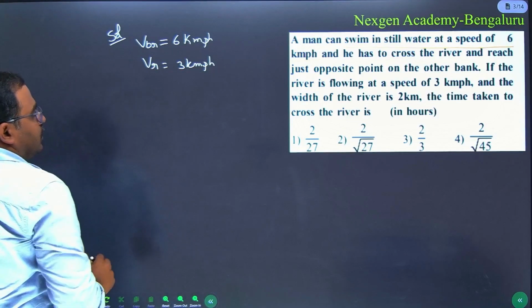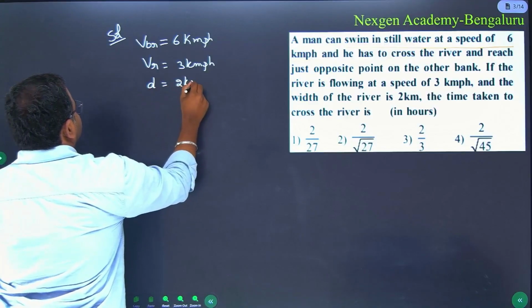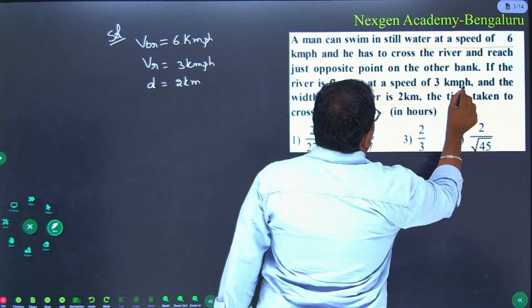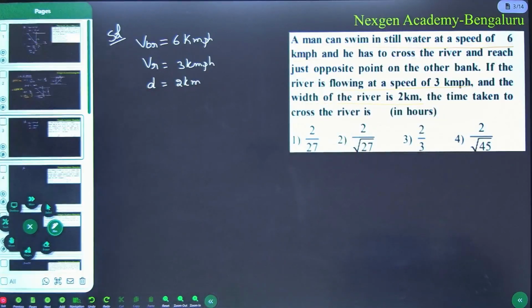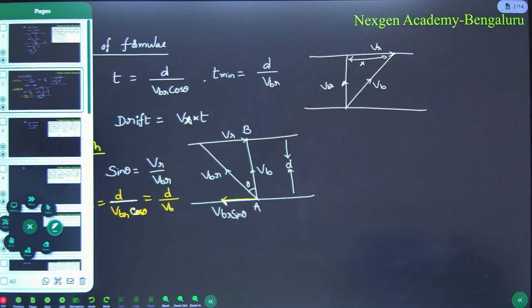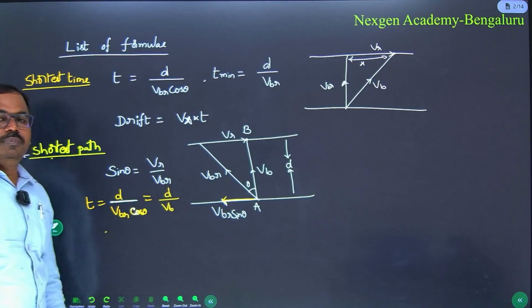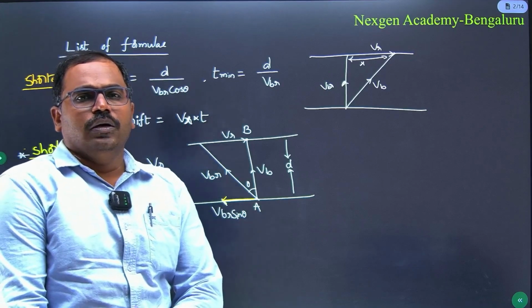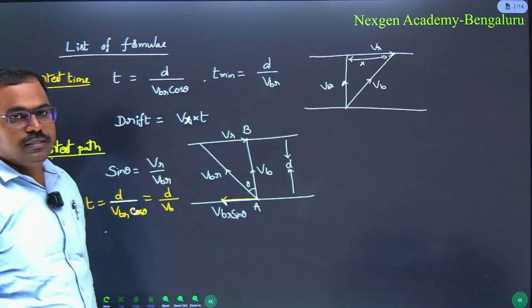And the width of the river is 2 kilometers. These are the values given. Width of the river is equal to 2 kilometers. Velocity or the speed of the river is 3 kilometers per hour. We need the time taken to cross the river. So we summarize this concept. What we have to find here is the time taken. T is equal to d by VBR cos theta, or d by VB, absolute velocity of the man. But here velocity of the man with respect to water is given. So therefore, we have to find first theta and then cos theta and then we can substitute.